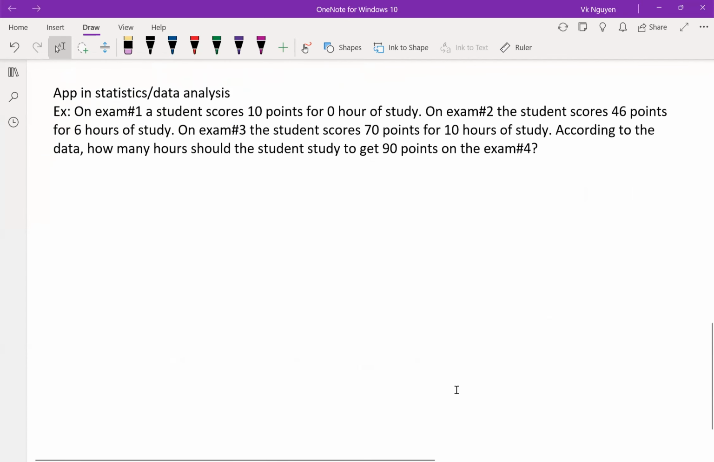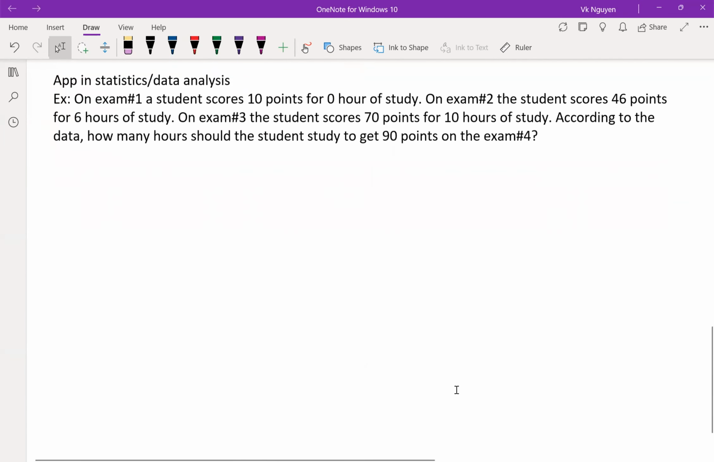Another cool application is in statistics and data analysis. For example, on exam number 1, a student scored 10 points for 0 hours of study. This is how you bomb an exam. On exam 2, the student scores 46 points for 6 hours of study. On exam 3, the student scores 70 points for 10 hours of study. According to the data, how many hours should the student study to get 90 points on exam 4?